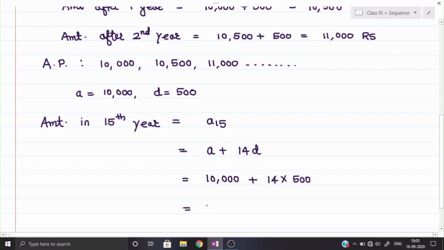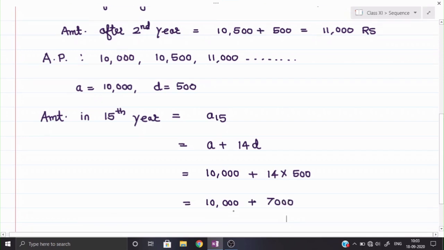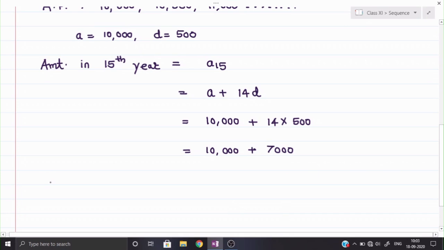So 10,000 plus 7,000, we add both of them. So it will become, we can say that the amount in the 15th year will be equal to 17,000 rupees. Okay, so that difference you remember, we are finding the amount in the 15th year, so the value of n we shall keep here 15 only.